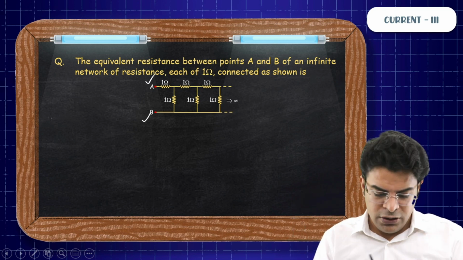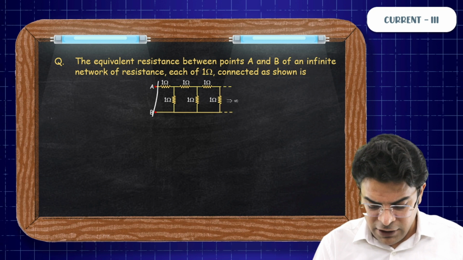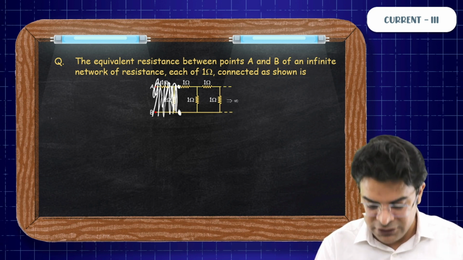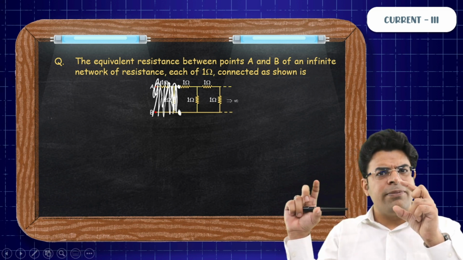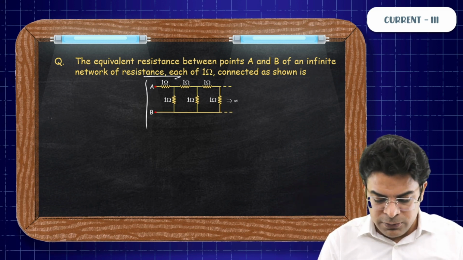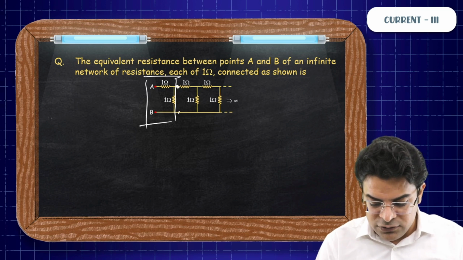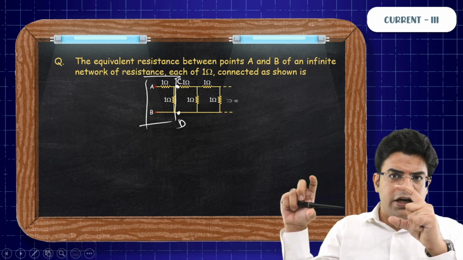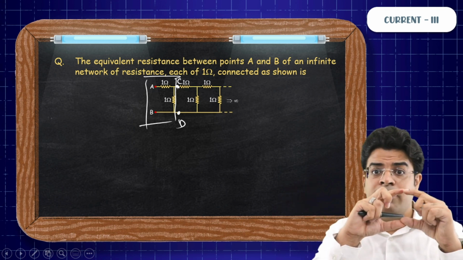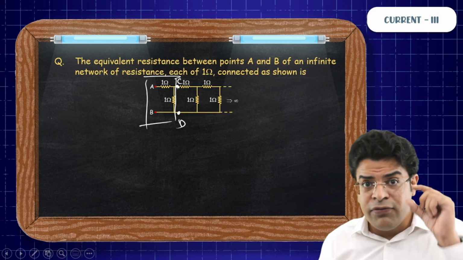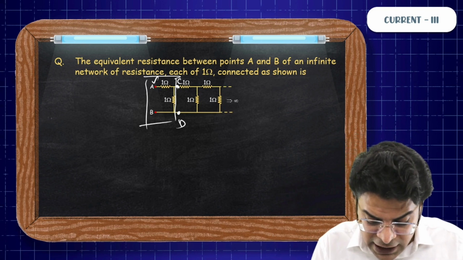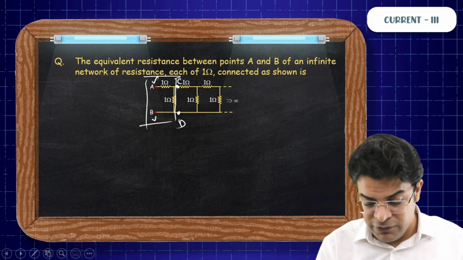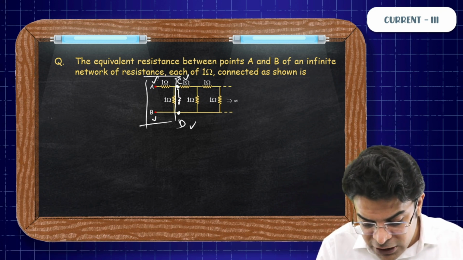So how to solve? You will say, if I forget this much part and start focusing between these 2 points, doesn't it look the same? If I hide this much part and say the circuit starts from here, let's call these points C and D. So going from C and D to infinity is as good as going from A and B to infinity. So if the equivalent resistance between point A and B is equal to R, then the equivalent resistance between point C and D also has to be equal to R.